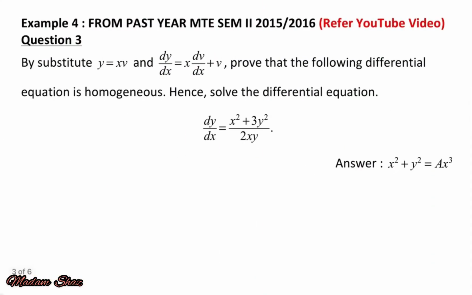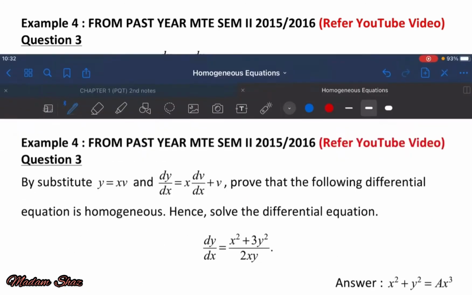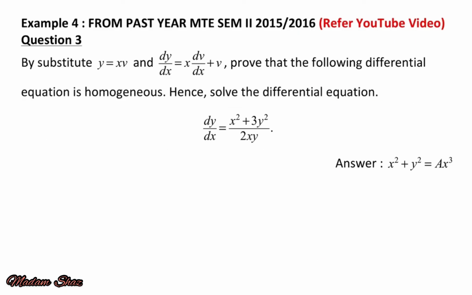So this example is from a past year midterm exam question, semester 2, 2015-2016. By substituting y equal to xv and dy over dx equal to x dv over dx plus v, prove that the following differential equation is homogeneous and solve the differential equation. So the first thing, you have to show that the following differential equation is homogeneous.